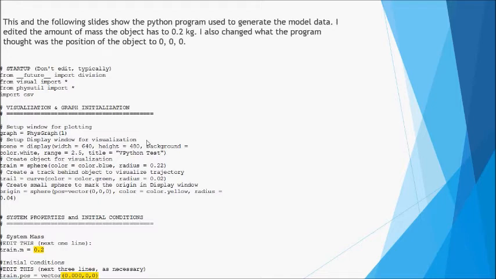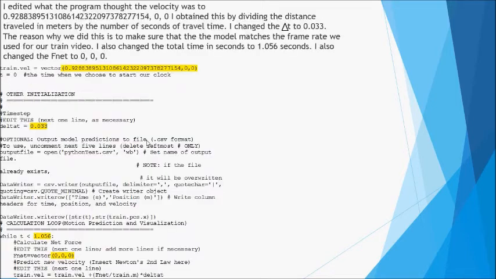I edited the amount of mass the object has to 0.2 kilograms. I also changed what the program thought was the position of the object to 0, 0, 0. I edited what the program thought the velocity was to a value in the x direction, with 0, 0 for the other components. I obtained this by dividing the distance traveled in meters by the number of seconds of travel time.